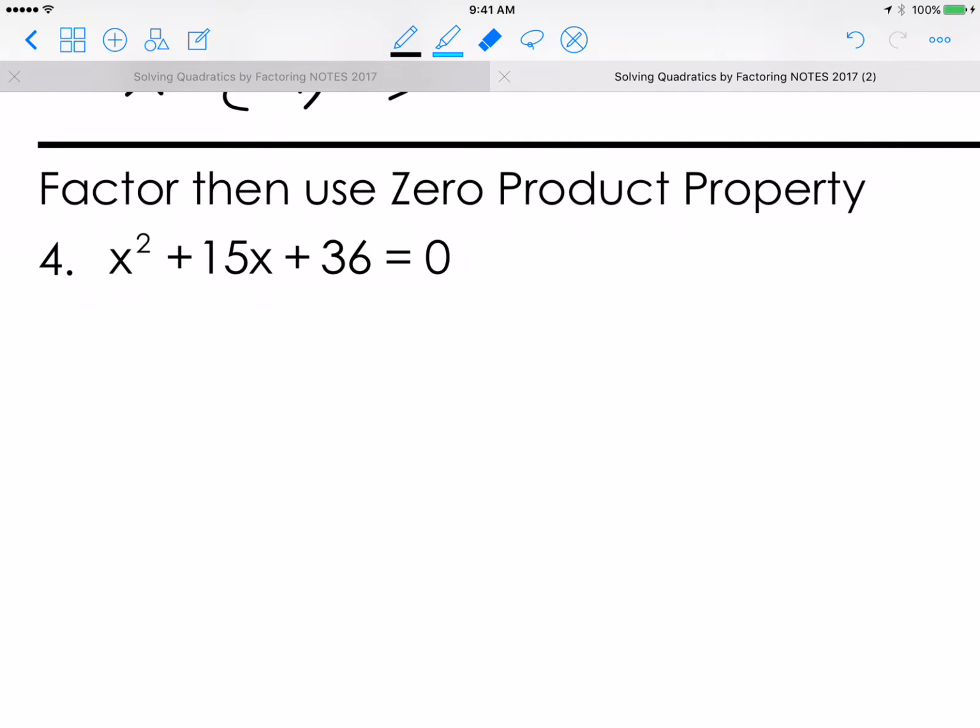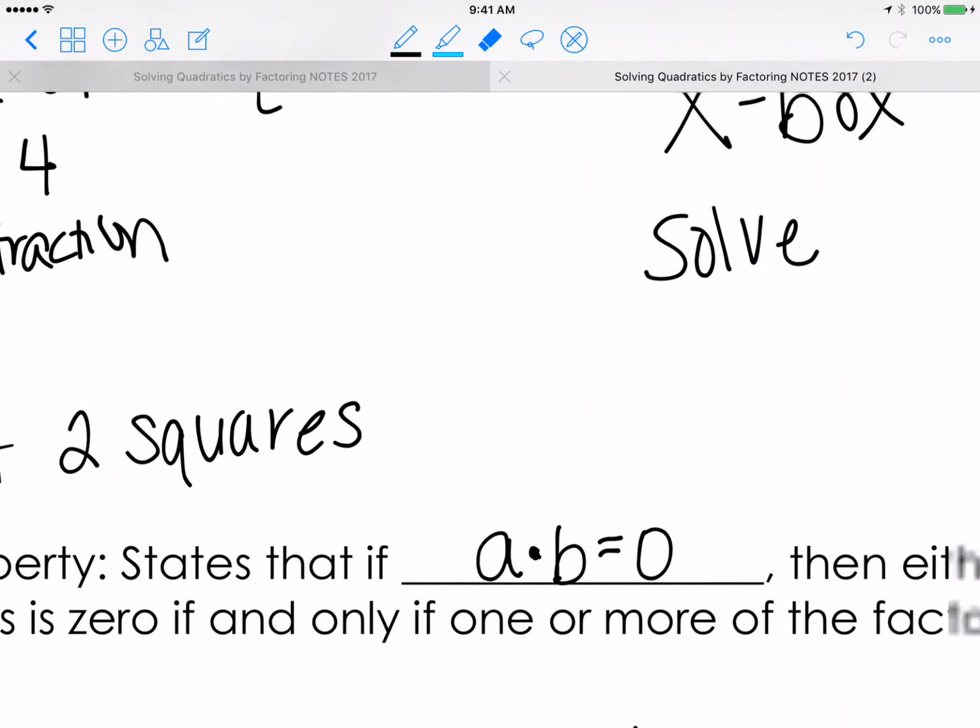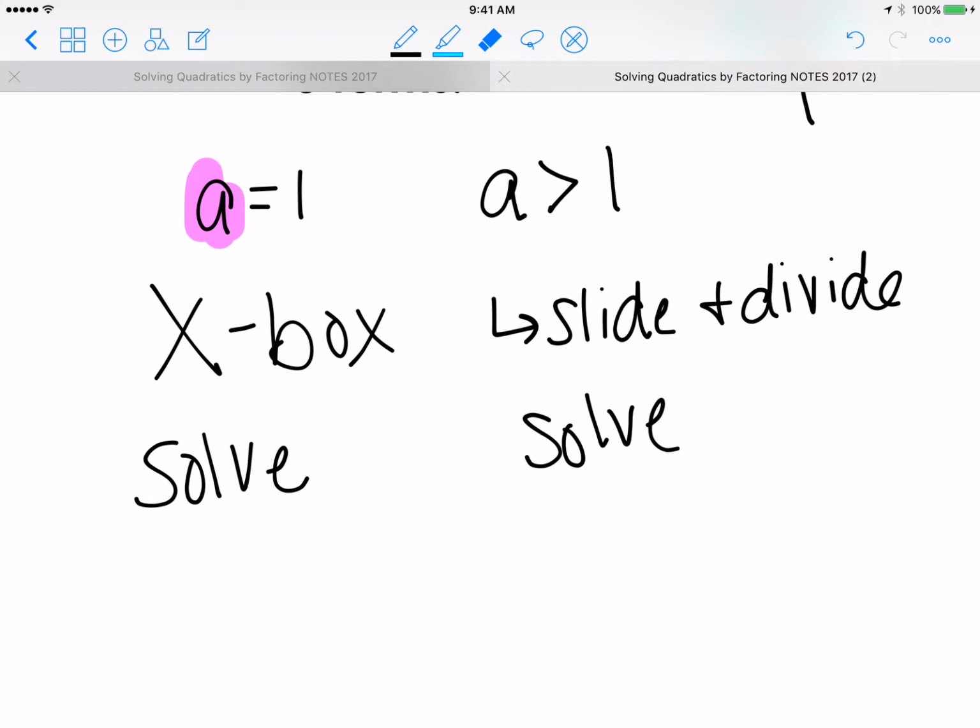Okay, so hopefully that made sense, because now we're going to actually factor. So we need to factor, and then we need to use the zero product property to solve. So you have to ask yourself, 2 terms or 3 terms? Well, it looks like there are 3 terms here to me, so this is going to be a trinomial. So we're going to need to first look for a GCF. Is there a GCF in there? I don't see one. Then you need to ask yourself, because back at the very top we said, is a equal to 1 or a greater than 1?